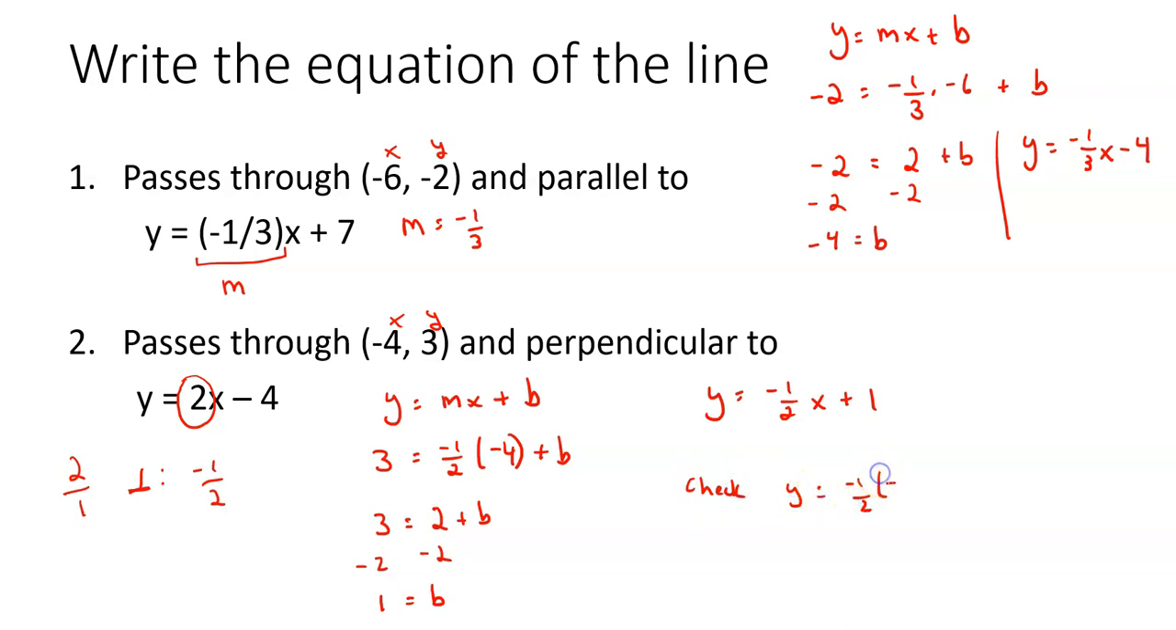Right, we could try putting our numbers in just to check our work. Negative 1/2 times negative 4 plus 1. So that gives me 2 plus 1. And sure enough, I get 3. And that's what I was expecting. Right, and that's the end of this section. The next one, we'll take a look at how to find equations for lines using a different formula that we call point-slope form.